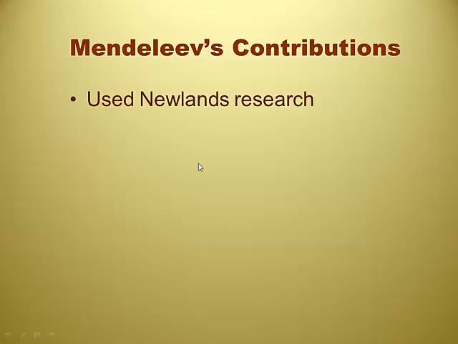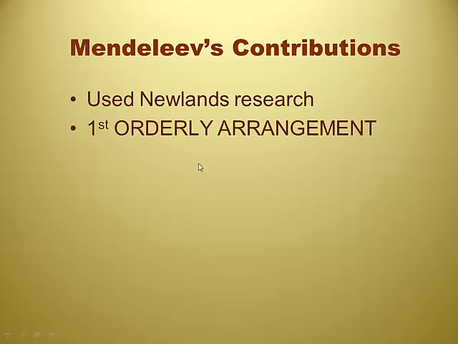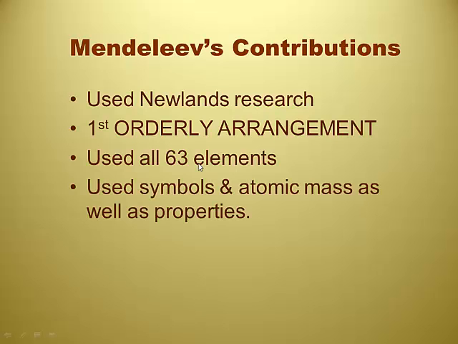Mendeleev's contributions: basically, he bases all of his work on Newlands's research, and he gets credit for the first orderly arrangement. So we actually call this a periodic table. Newlands's was not periodic. Guess what? There are 3 more elements now that are known. Between the time that Newlands did his research and Mendeleev did his work, they found 3 more.